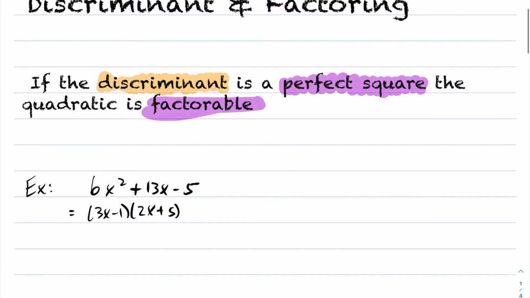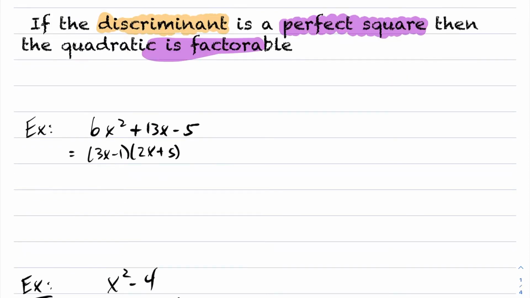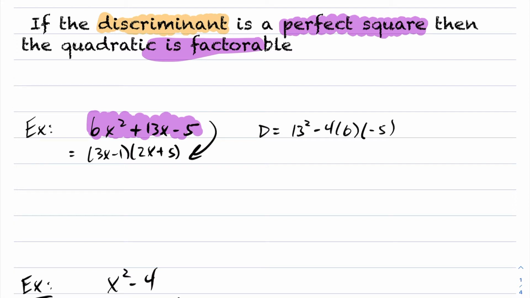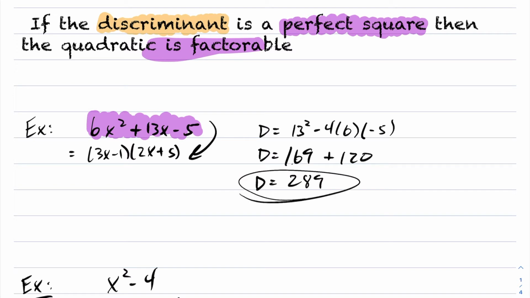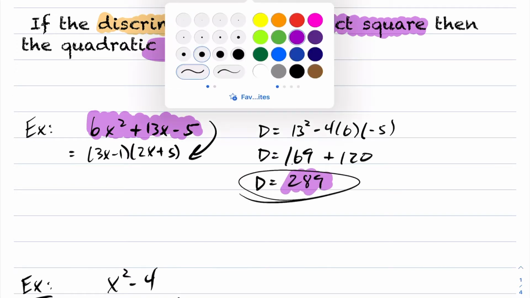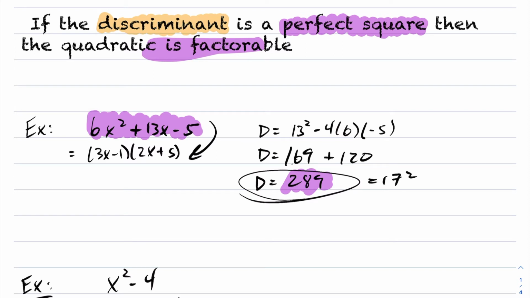So let's take a look here and see why that's the case. Let's take a look at this quadratic here. So this quadratic is obviously factorable. I've factored it right here. It factors into this. It is a factorable quadratic. Let's go ahead and look at the discriminant. What is the discriminant of this quadratic? Well, the discriminant is going to be b squared minus 4ac, in which case we get 169 minus 120, and the discriminant becomes 289. Well, 289 is a perfect square. The reason for that is this is equal to 17 squared.